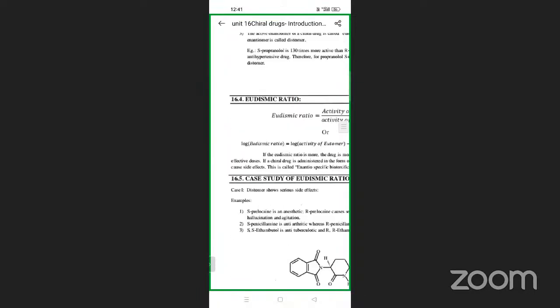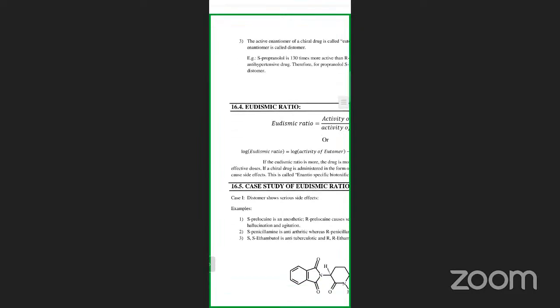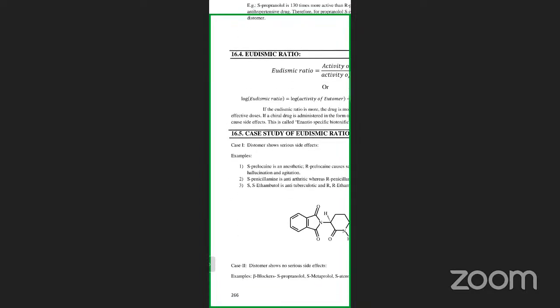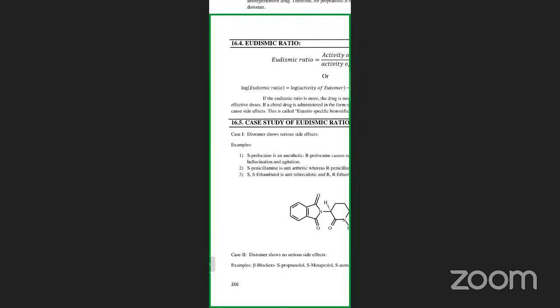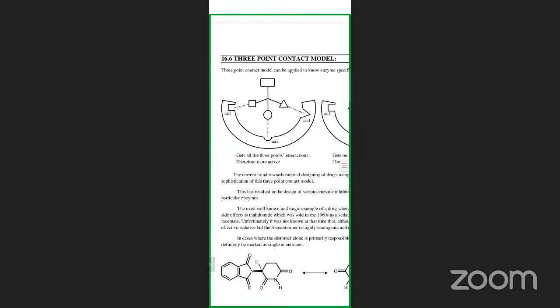Very simply, you can give the definition of eutomer, distomer and racemic ratio. Then you give some cases. There are 5 case studies here. In those 5 case studies, first you put a heading for the effect of that isomer, and you explain with 1 or 2 examples. So these are the chiral compound case studies.